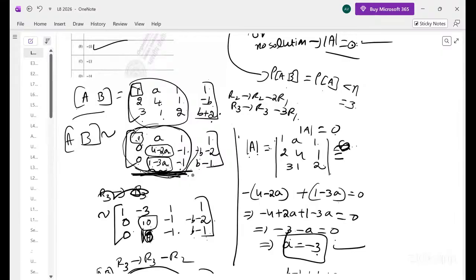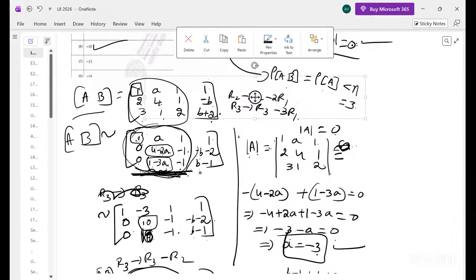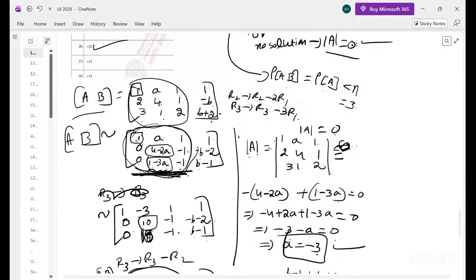That would be difficult. It is not impossible, it can be done. But to do R2 - 3R1, to make this 0, how difficult it is. What do we have to do? You have to multiply the third row with 4 - 2A. This row you have to multiply with 1 - 3A and then subtract. So it becomes very complicated.